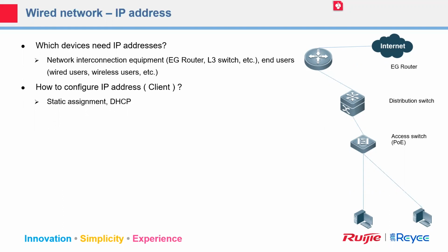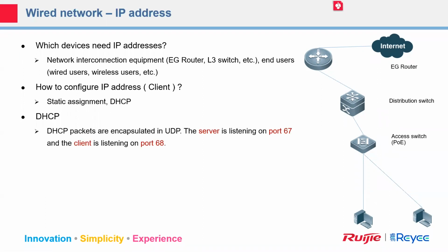We can use a dynamic way to assign IP address for the client. Typical scenario, of course, maybe on the EG, you also can see other ways to get IP address like PPPoE, right? And here we will talk about the DHCP. This is a dynamic host way to assign IP address. And the DHCP packets will be encapsulated into the UDP. Pay attention about this one.